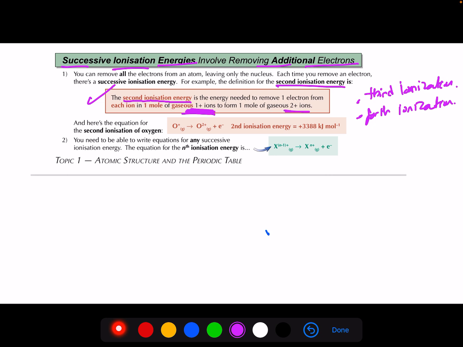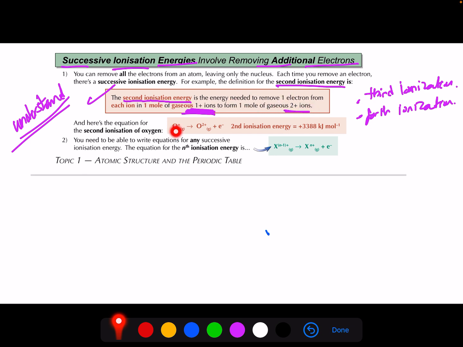Guys, please don't try to learn this by heart or memorize it. Just try to understand things. This is chemistry. You gotta understand it, all right, so you can excel. That's the only way to deal with chemistry, okay? So for second ionization energy, I'm removing an electron from each ion of 1 mole of gaseous +1 ions, because that has already lost an electron, to form 1 mole of gaseous +2 ions.